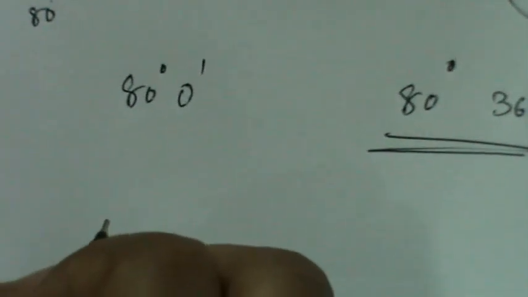Now if your reading comes like this, this is a vernier scale and the main scale, it is exactly coinciding with 80 degree, then you need not see the vernier scale. You can directly write down your total reading as 80 degree 0 minutes.